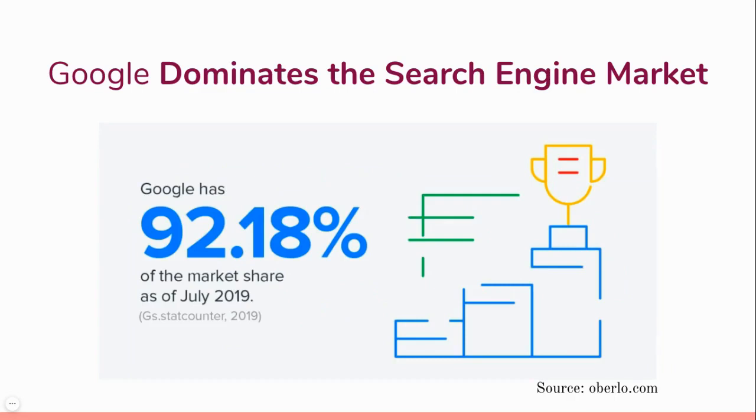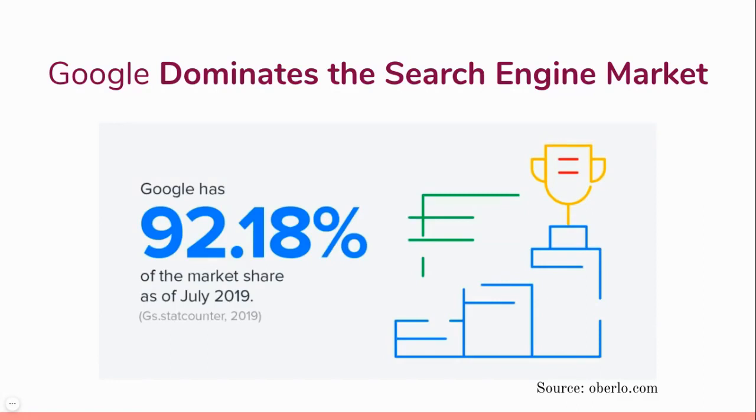Now, a search engine is where you go to. I'm sure you've probably never even heard of other search engines like Bing. Have you heard of Bing? A search engine is where people go when they want to search for something. So if you want to search where can I get guitar lessons, you go on the search engine. 92% of people go on Google to search.